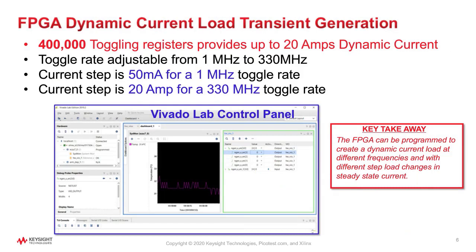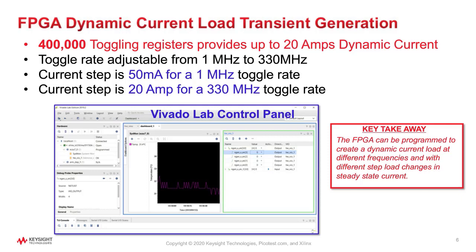The VCC-INT power rail must be able to maintain the desired 0.85 volts with minimum noise ripple to the FPGA under all load conditions. To verify that the power delivery network can handle both step load and steady-state switching noise, the FPGA was programmed to create a dynamic load. 400,000 registers were programmed to toggle at different clock rates. The faster the toggling rate, the higher the current.